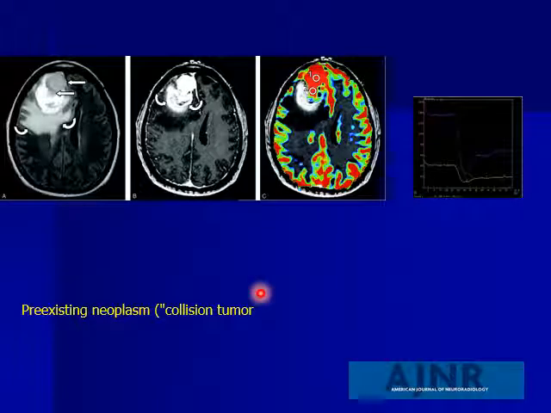Another very weird type of metastasis, which is called collision tumor. What is meant by collision tumor is metastasis, for example, on a pre-existing meningioma. So this is a meningioma, and on top of it, there is a metastasis. He is so unlucky. Okay, this is what is meant by collision tumor.